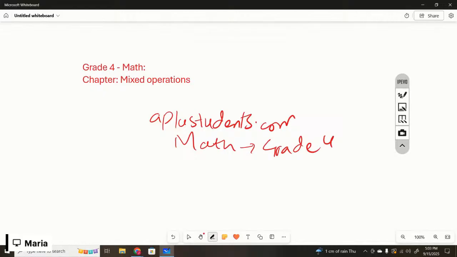We're going to start with the chapter mixed operations. So please make sure you have your notebook and pencil so that you can note down the important examples and definitions as well.